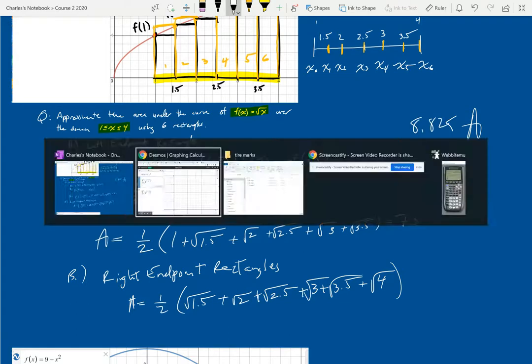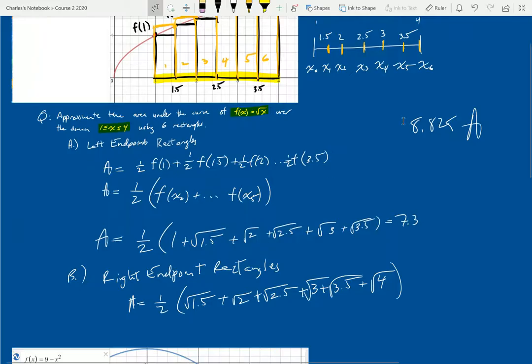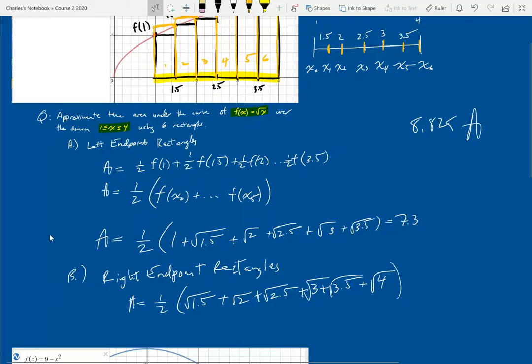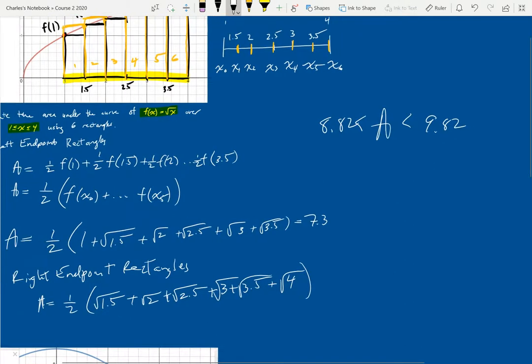I'm tripping. And then now I'm going to have the same formula here, except that I don't want to start at 0, right? I don't want to start with the 0x. I want to start at 1, and I want to go up to 6. And now I have 9.82. That's pretty cool. So it's a difference of 1. And you could probably think of a reason why that is.